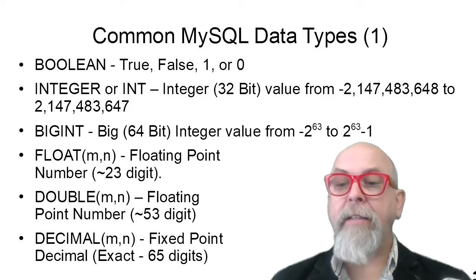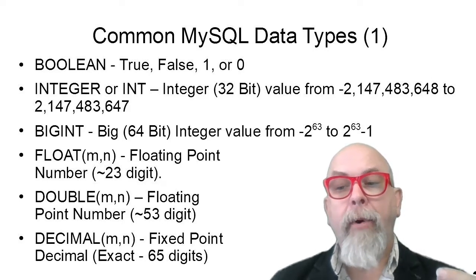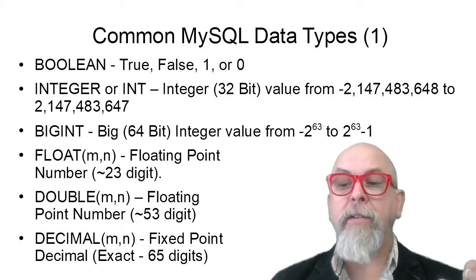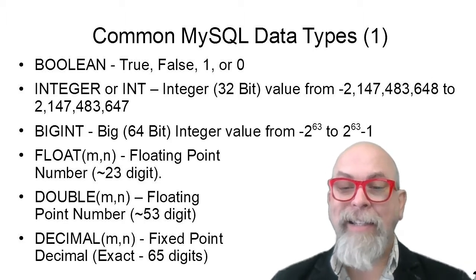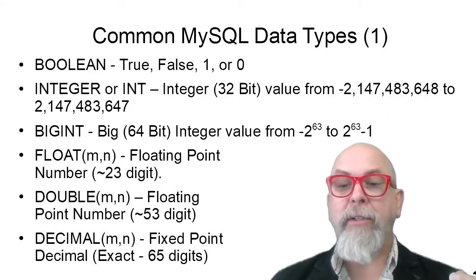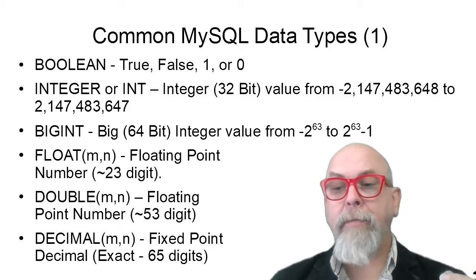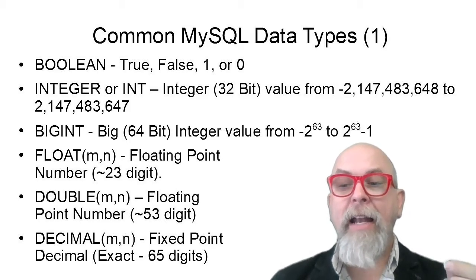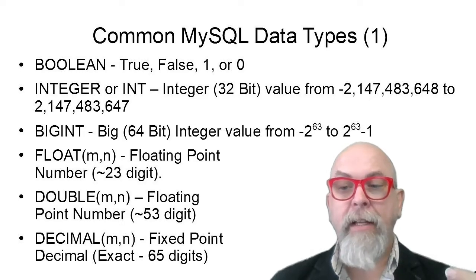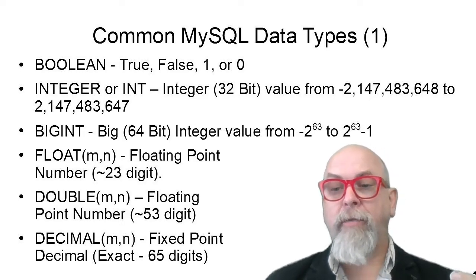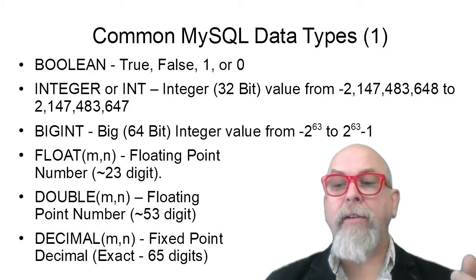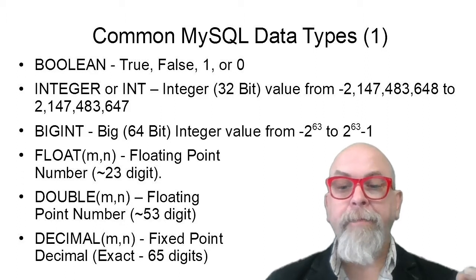There's a float type and a double type, and the thing about the float and the double type is they store an approximation of a value, approximately 23 digits or approximately 53 digits of precision. But it's stored as a scientific number, as a mantissa and an exponent, and it's not an exact value, but it's a darn good value. So for a lot of scientific values, it works very well.